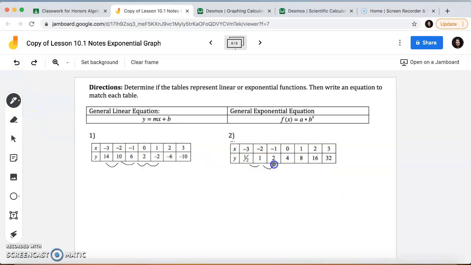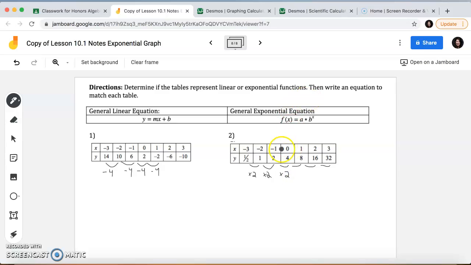If you're looking at the one on the right, you're going to see that each time the numbers are subtracting by 4. So 14 minus 4 is 10, 10 minus 4 is 6, 6 minus 4 is 2, and it just keeps subtracting by 4. If you look at the next one, you're going to see it's multiplying by 2. So 1/2 times 2 is 1. 1 times 2 is 2. 2 times 2 is 4. And 4 times 2 is 8. So every time it's multiplying by 2. 8 times 2 is 16. 16 times 2 is 32.